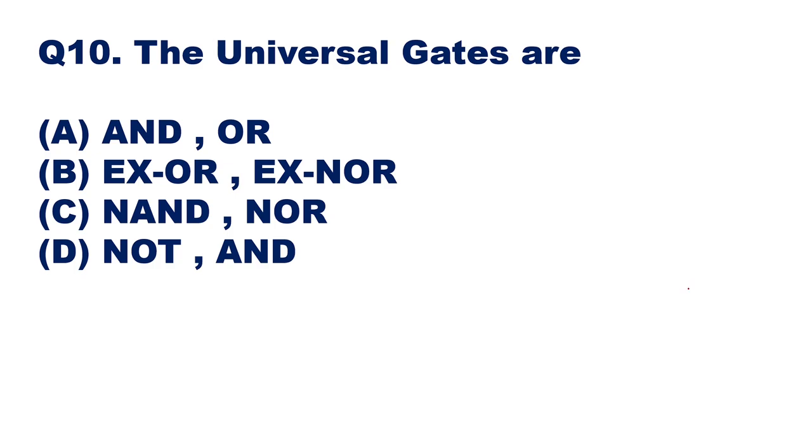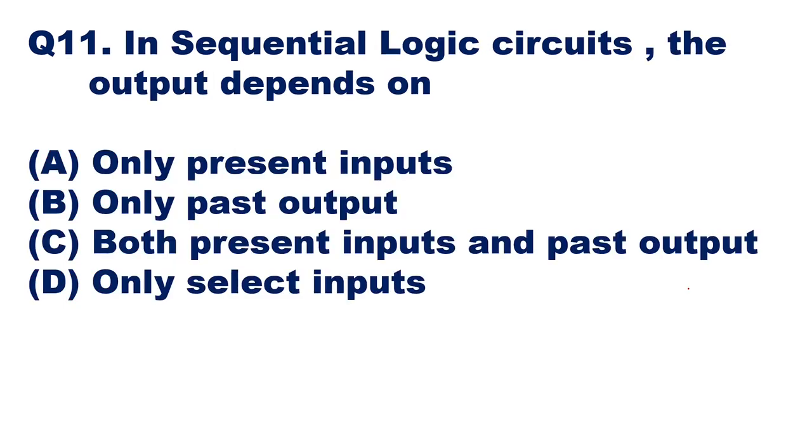So option C will be the right answer here. NAND and NOR gates are called universal gates because using these gates we can build any other gate. Then we'll go to the next question, question number 11. In sequential logic circuits, the output depends on.